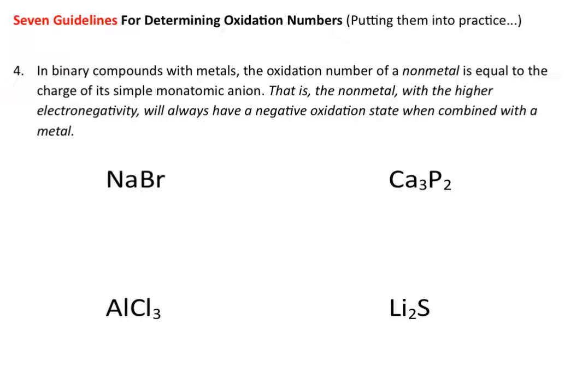So these are binary ionic compounds. And again, so sodium bromide. Bromide is the nonmetal. The Br is the nonmetal. Its most common charge, being group 7, is -1. So bromine would be -1.